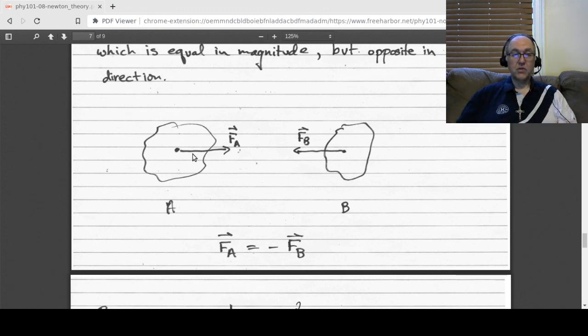And the third law says something else. The two forces are equal in magnitude and opposite in direction. As vectors, you can write it like that with a negative sign, because this basically says FA and FB have the same size, the same strength, and the negative sign just means opposite direction. Okay.